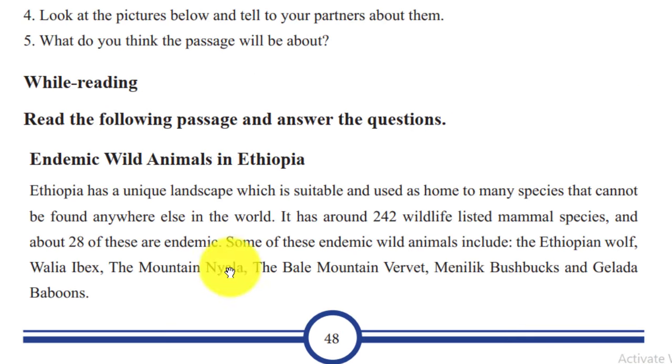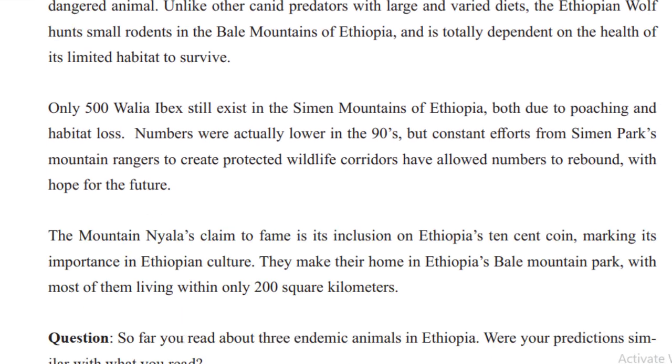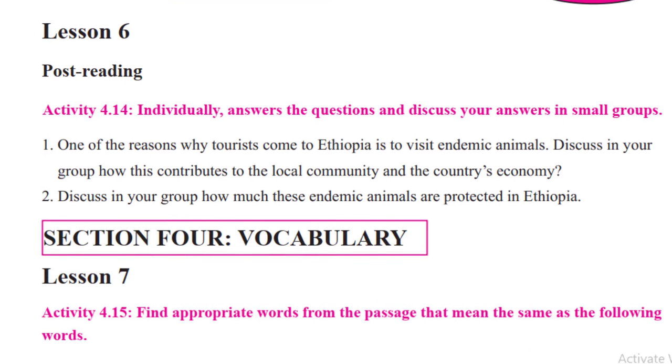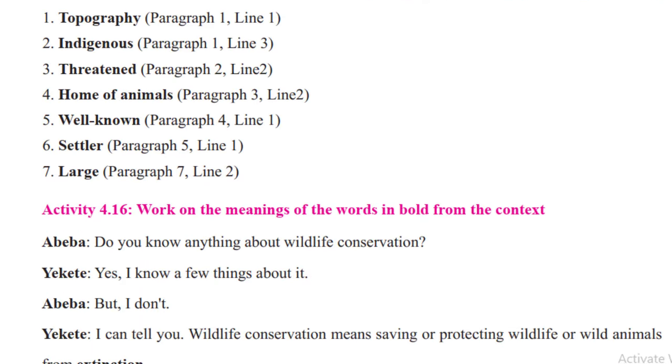Paragraph 1, here the first line: Ethiopia has a unique landscape. Landscape refers to just topography, and you can take it as a kind of synonym. You look for nearly similar words. Indigenous, paragraph 1 line 3, is replaced by the word endemic. The third, threatened, you will find in paragraph 2 line 2. Threatened means endangered.